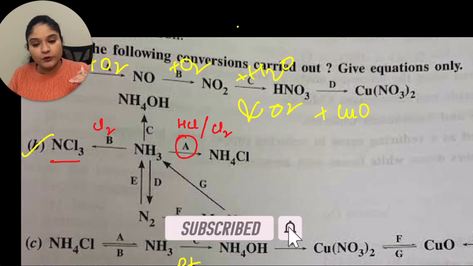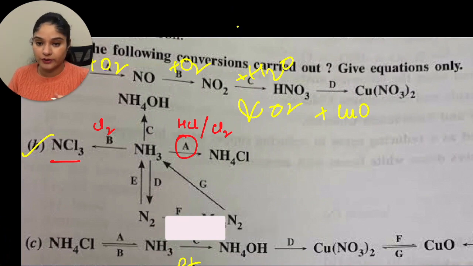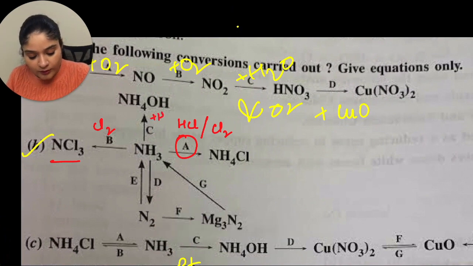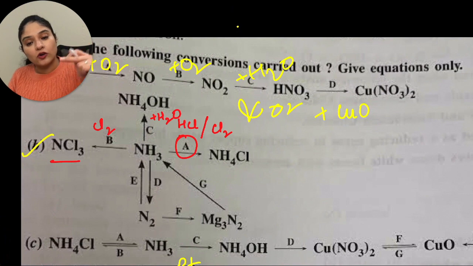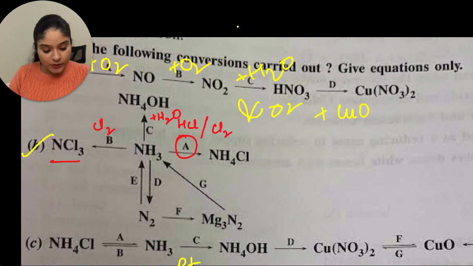From ammonia, you're trying to reach ammonium hydroxide. How will you do that? Just add water to it. So plus water. Correct? So you end up getting ammonium hydroxide. Now the D part. In D, from ammonia, you're trying to get nitrogen. So how would you do that? You add oxygen to it. When you add oxygen without any conditions, you end up getting nitrogen. Okay. So you are adding oxygen here.